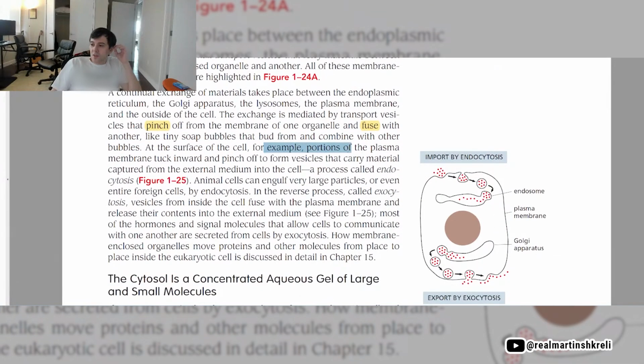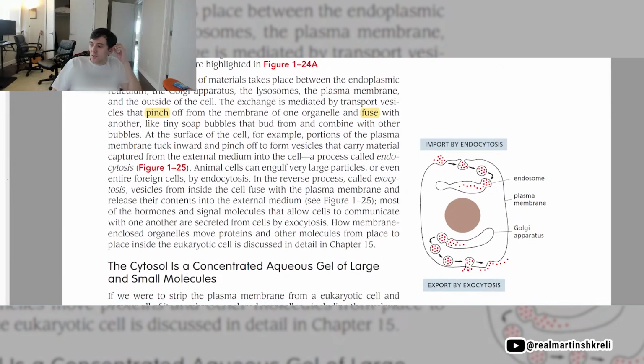At the surface of the cell, for example, portions of the plasma membrane tuck inward, that's the pinching process here, and pinch off to form vesicles that carry material captured from the external medium of the cell, a process called endocytosis. Animal cells can engulf very large particles or even entire foreign cells by endocytosis. In the reverse process called exocytosis, vesicles from the inside of the cell fuse with the plasma membrane and release their contents into the external medium.